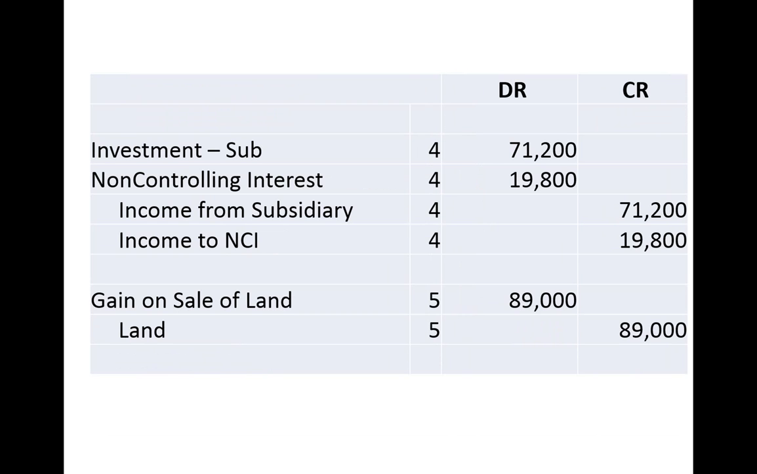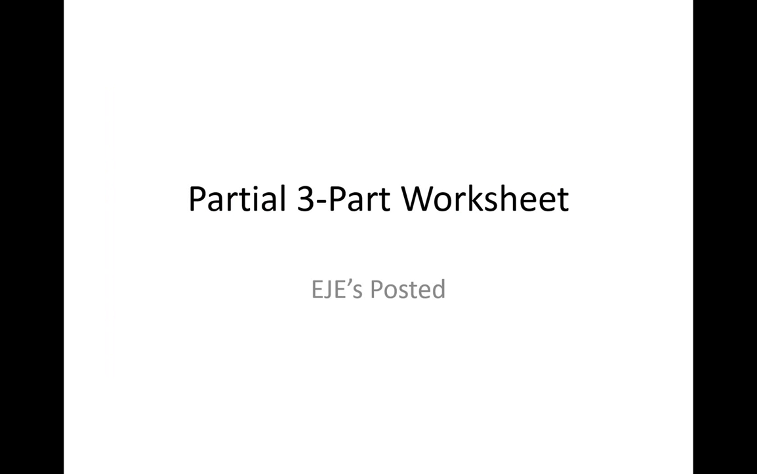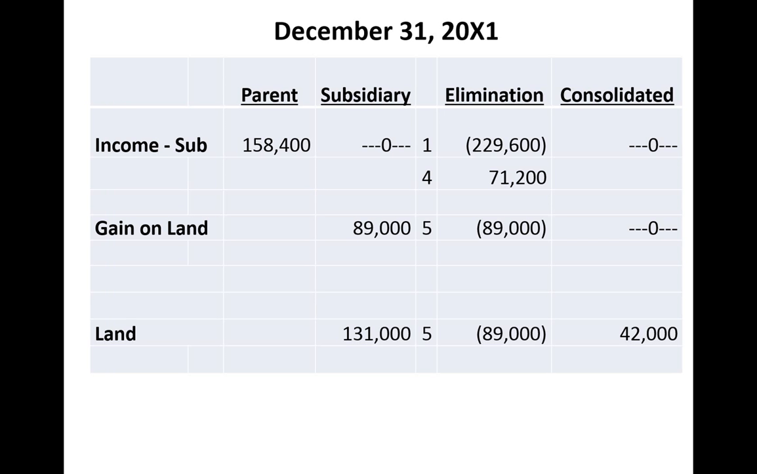We can see here we have two EJEs in the recap. And then we get a clearer picture when we look at a partial three-part worksheet. We see that the income from sub has been zeroed out. And we see with EJE 5 that the gain has been eliminated and the land has been restated to its correct value of $42,000.